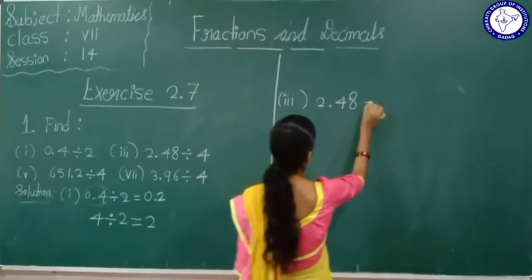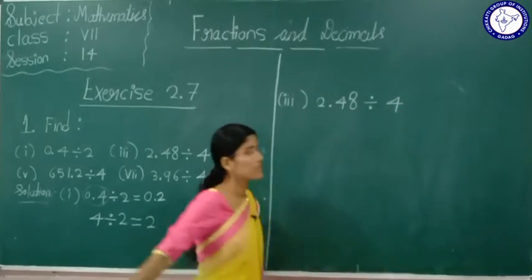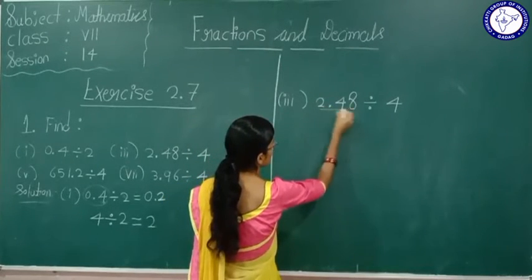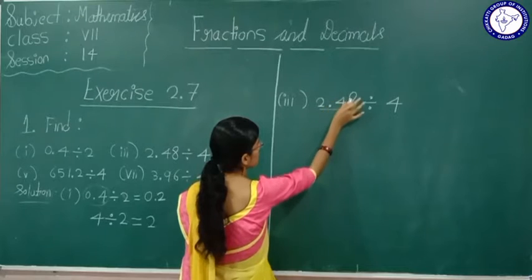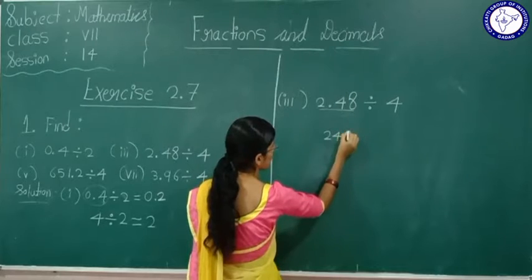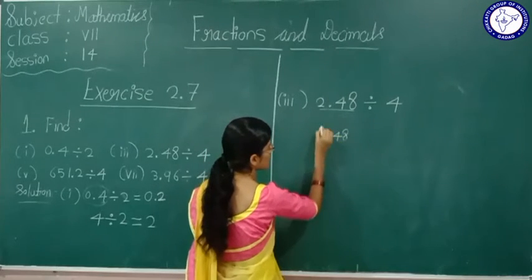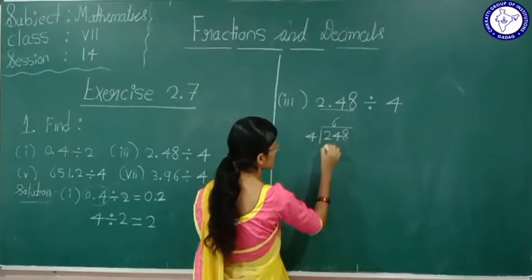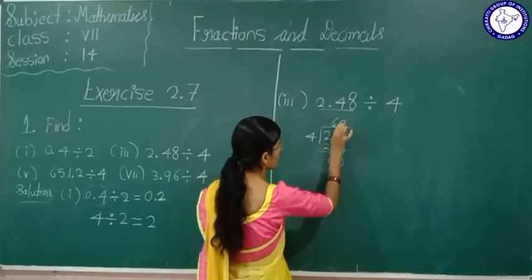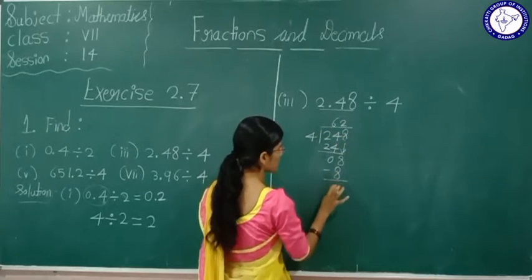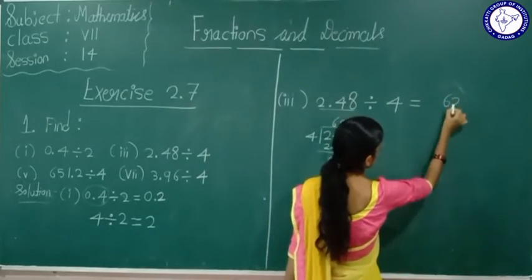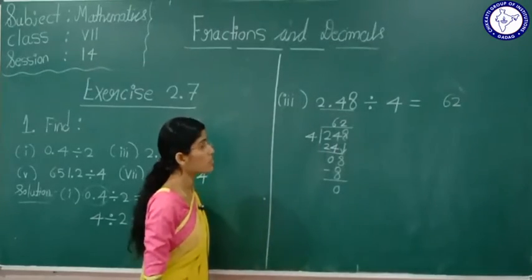And so, third one, 2.48 divided by 4. Okay, now see how to do this. See here, 2.48 is there, right? First you remove the point, it will become 248. Okay, 248 divided by 4 you do. 4 6s are 24. Here 8 will come. 4 2s are 8. 8 minus 8 is 0. So now what we got here? 62, right? 62. Now how to give the decimal point here?